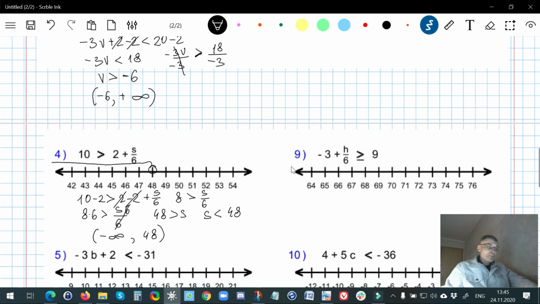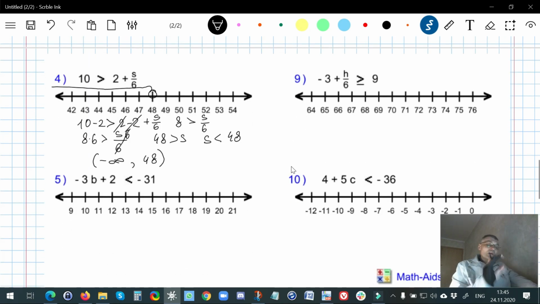In number 5, again, we encounter a negative coefficient next to our variable. So it means that we'll have to change the sign. But first we have to isolate it. Negative 3b plus 2 minus 2 is less than negative 31 minus 2. Here it cancels. We have negative 3b is less than negative 33.